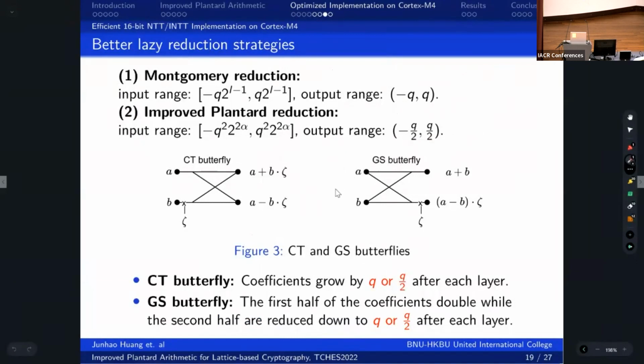And with this advantage over Montgomery's arithmetic, we show that using the Plantard arithmetic would enable better lazy reduction strategies and reduce the total number of modular reductions of coefficients, because using the Plantard arithmetic would halve or slow down the growing rate of coefficients.